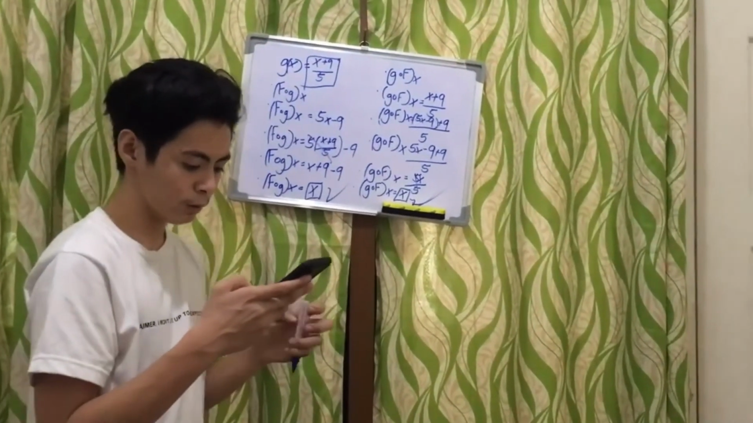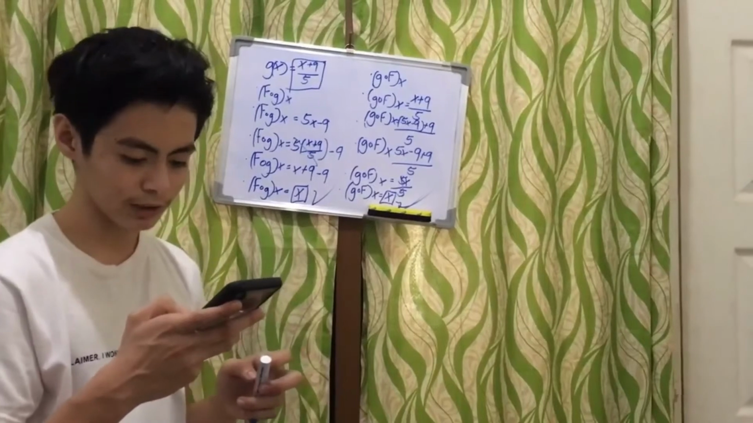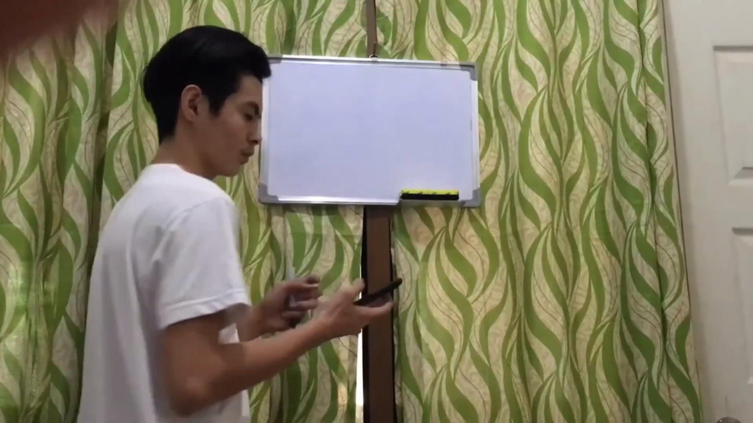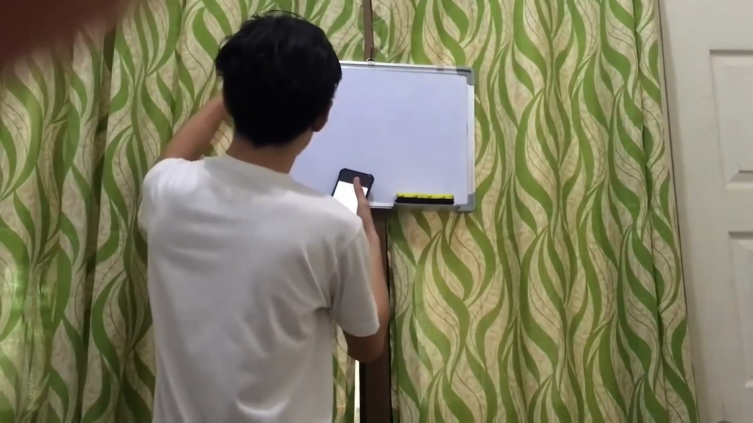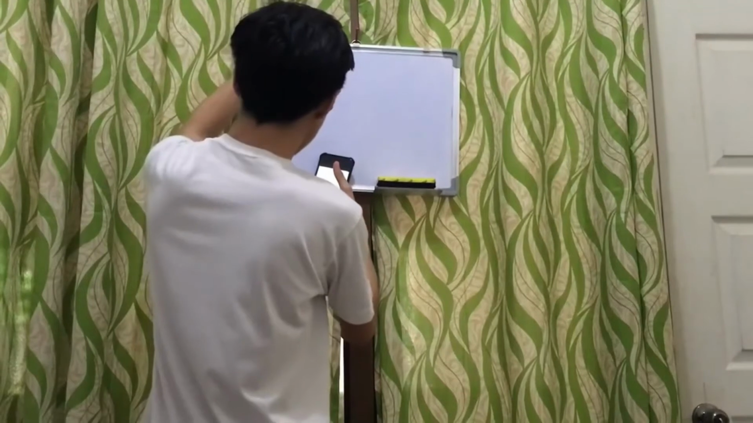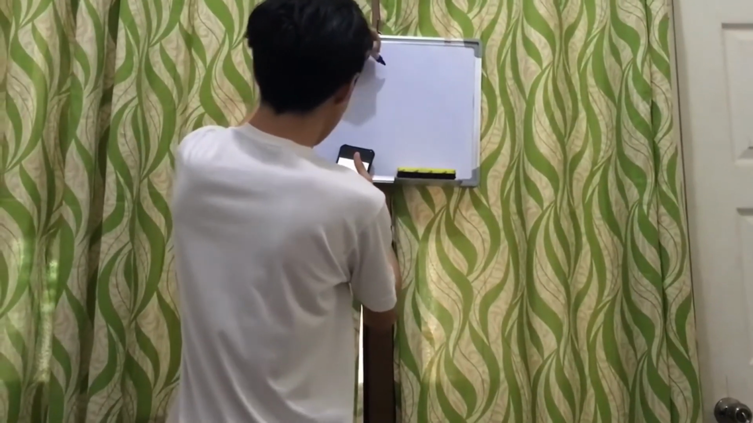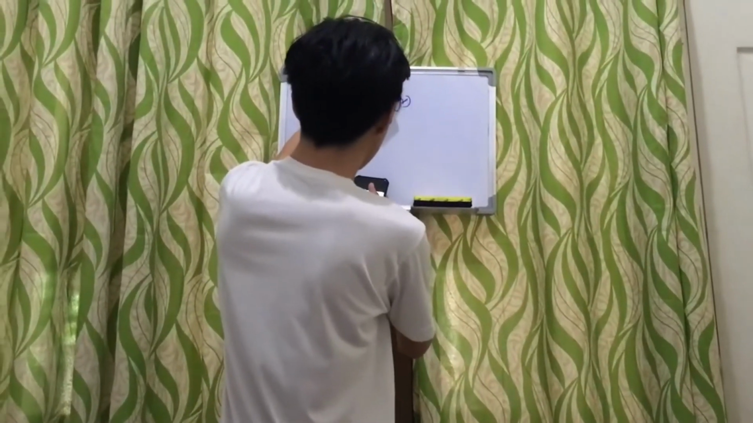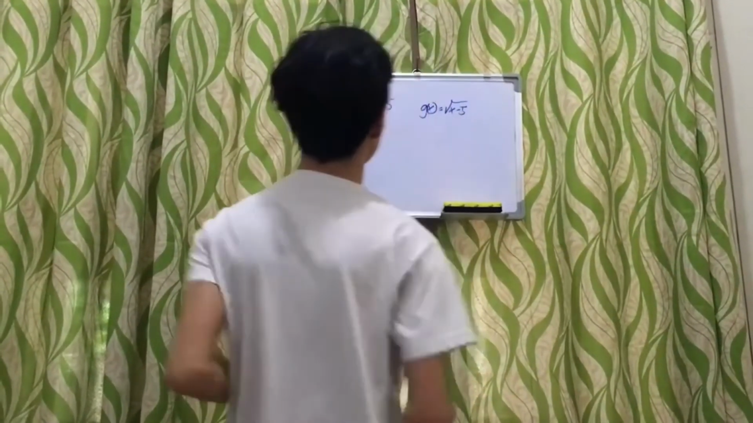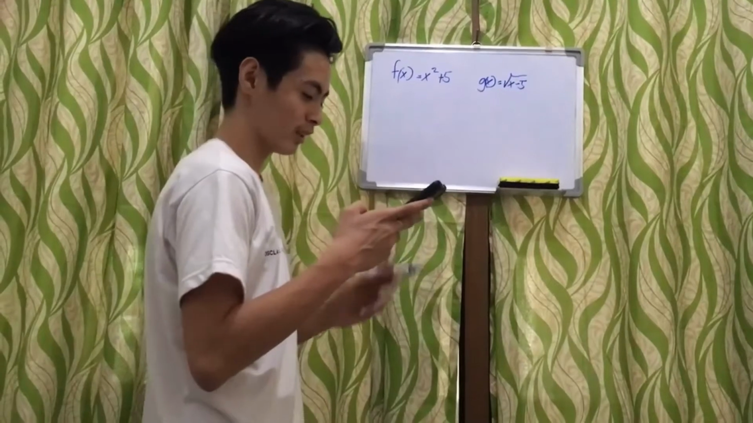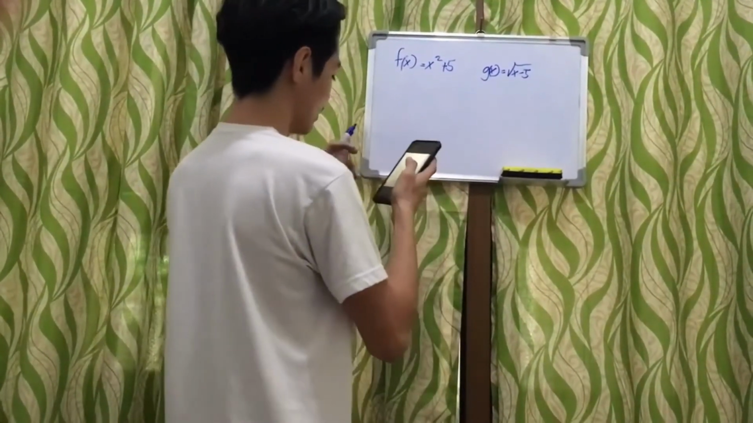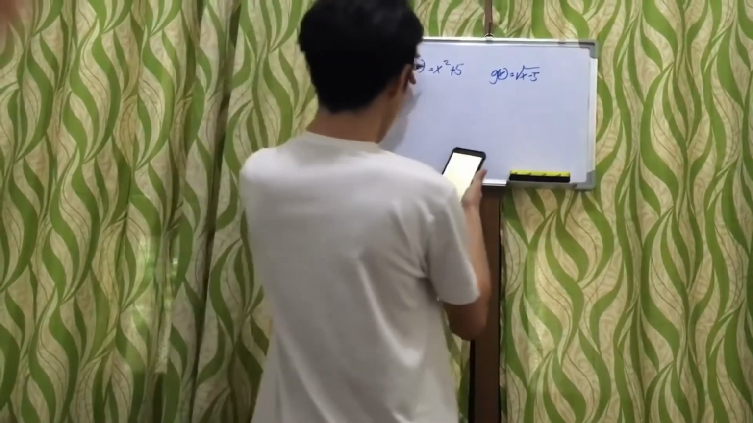Next, we will be solving if the pair of functions are inverse or not. f(x) then g(x) square root. We will be solving these examples to check if the pair of functions are inverse or not. So first, let's solve the f(x).